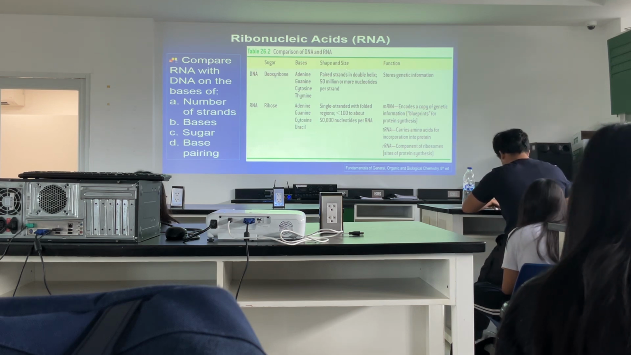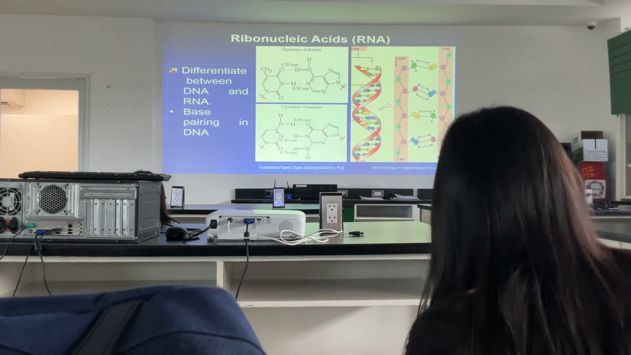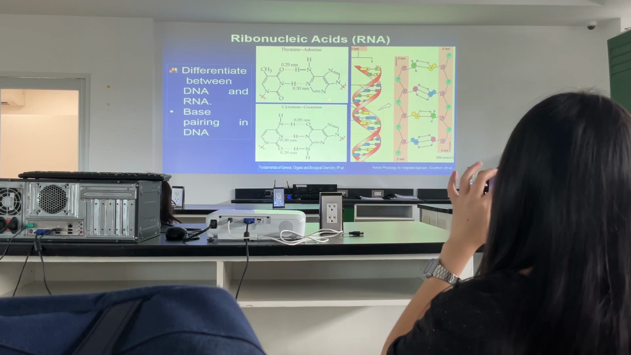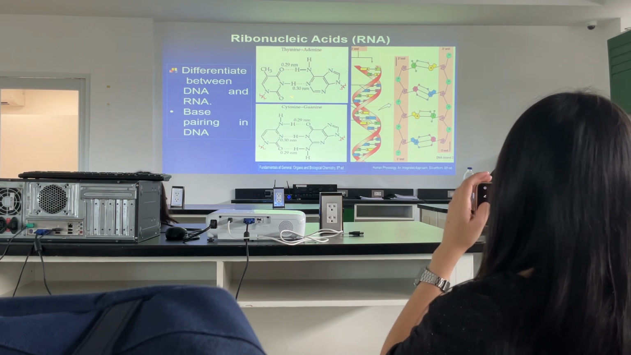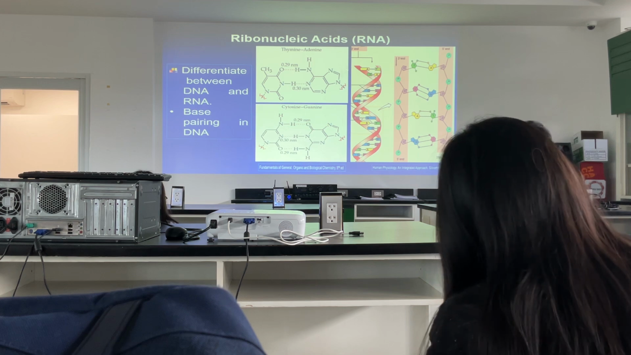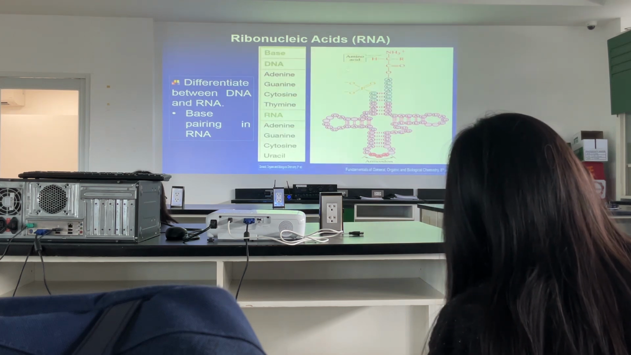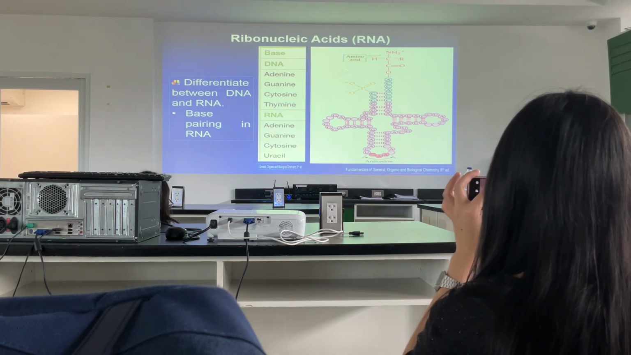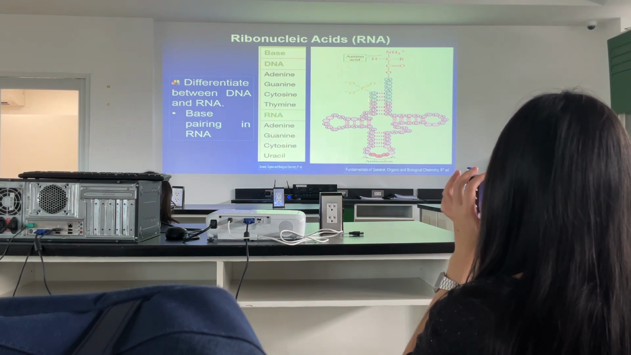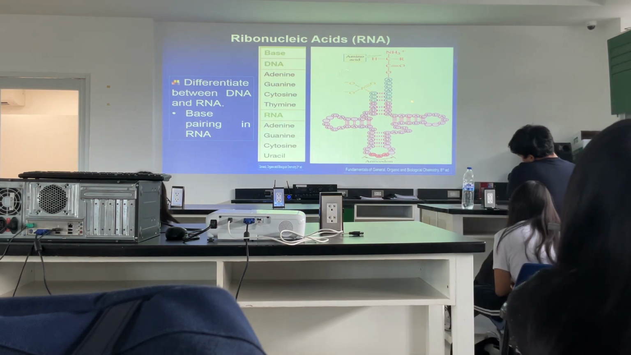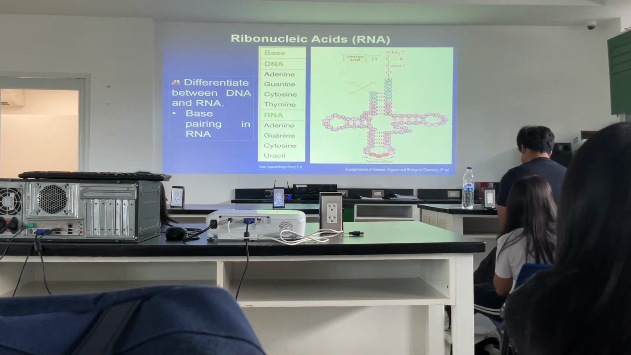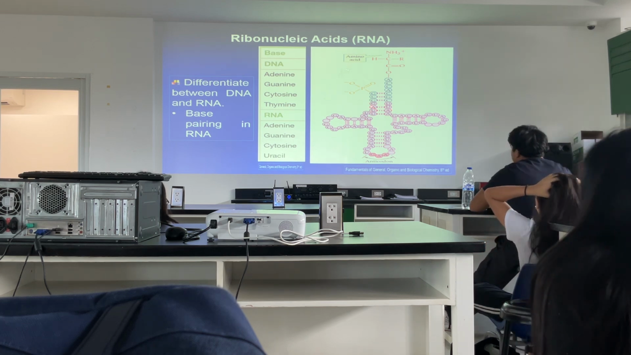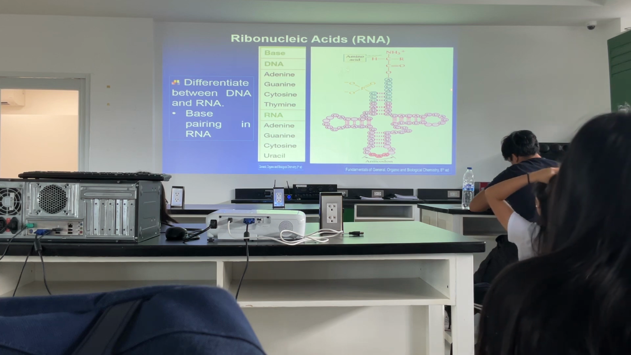And base pairing in DNA is adenine pairs with thymine, purine with pyrimidine, and guanine, which is a purine base, pairs with cytosine. But in RNA, adenine pairs with uracil, while guanine pairs with cytosine. So you have here guanine, cytosine, adenine, uracil. If it is A here, then what should be found on this side should be uracil. Do not be confused with this one.